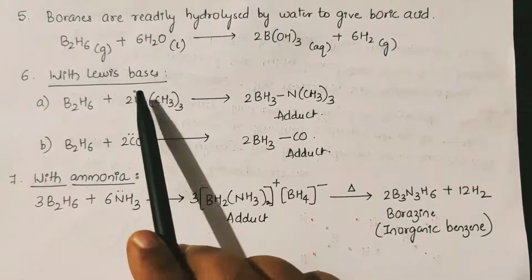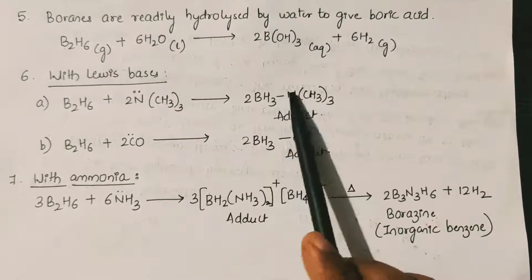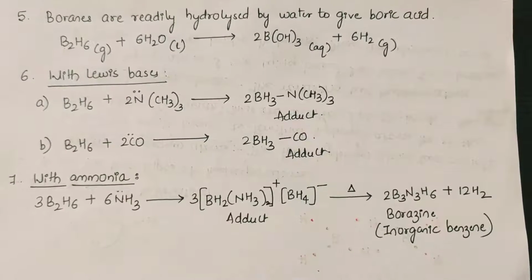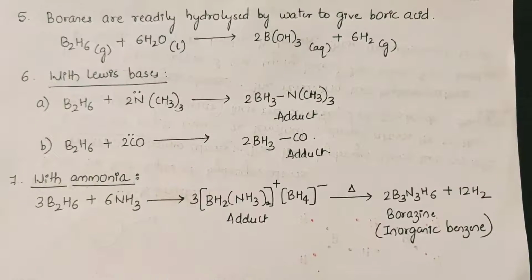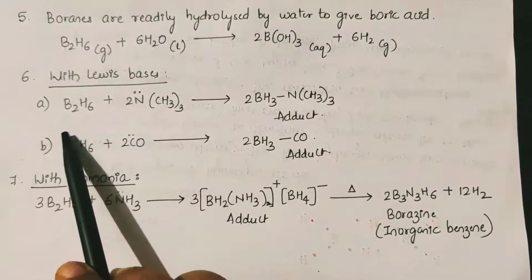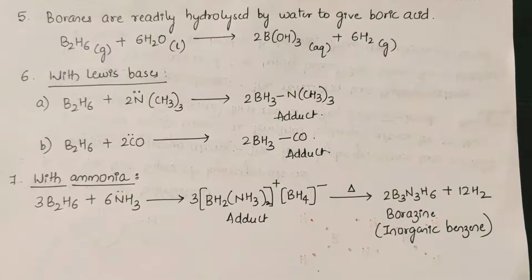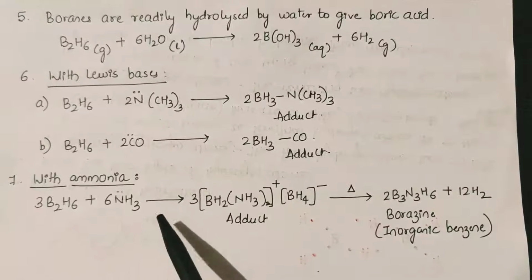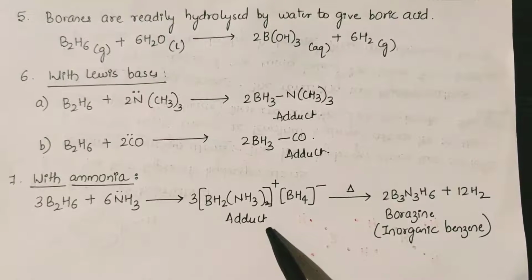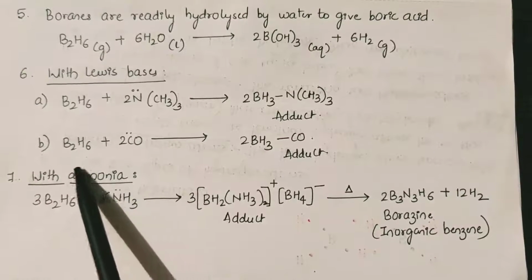This lone pair of electrons is donated to boron, so you get a coordinate bond between these two. So you are getting an adduct. An adduct is just a joining. Whenever diborane is treated with carbon monoxide, again the electrons are transferred to boron, and again you get an adduct. With ammonia, when diborane reacts with ammonia, you get an adduct in the initial stage. That is, nitrogen has a lone pair of electrons on it that is donated to boron.